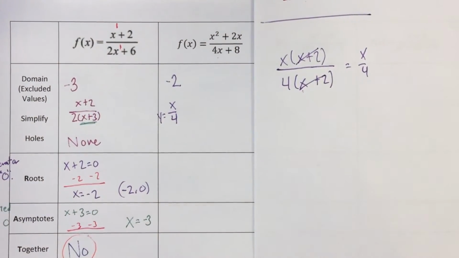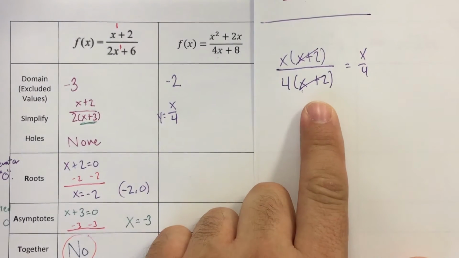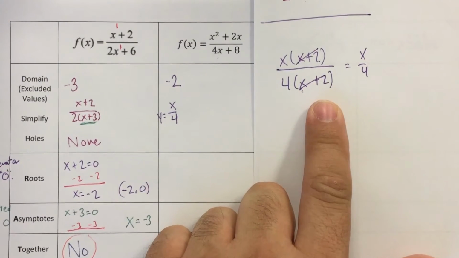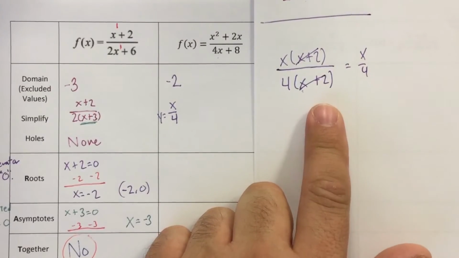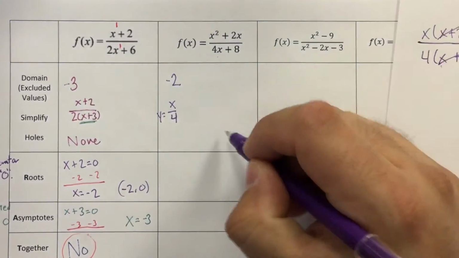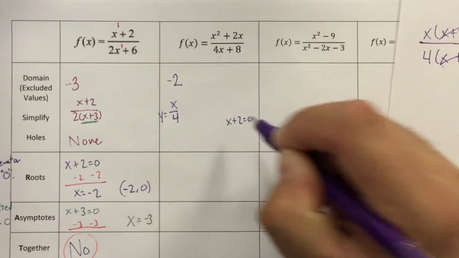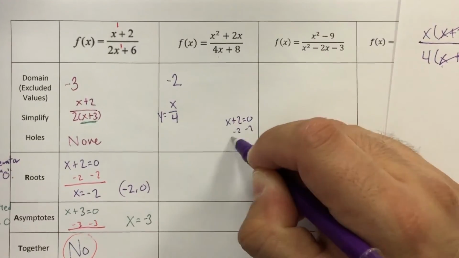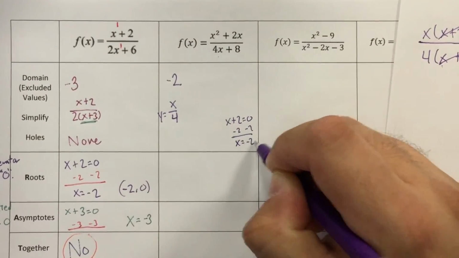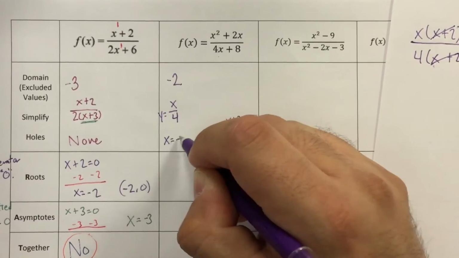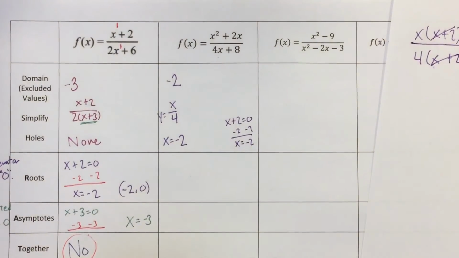Now, this time, do I have a hole? I do. Whatever you cross out, you set that equal to 0 and solve, and that's your hole. So in this case, what did I cross out? X plus 2. So we're going to take x plus 2, set that equal to 0, and subtract 2 from both sides. What does x equal? So my hole is that x equals negative 2.